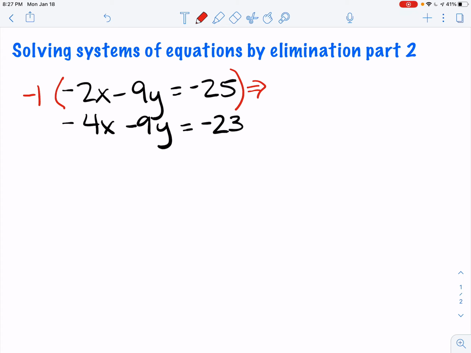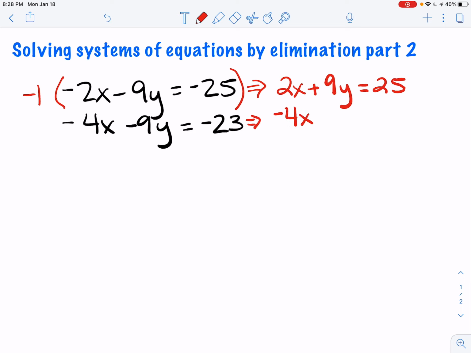So -1 times -2x, that's going to make that a positive 2x. And then my minus 9y is going to be plus 9y. Then I'm going to have my equals, and then this is going to become a positive 25. So I literally just changed the sign of every piece in that equation. So down here, this one's going to stay exactly the same way it originally was. So I have negative 4x minus 9y equals negative 23.